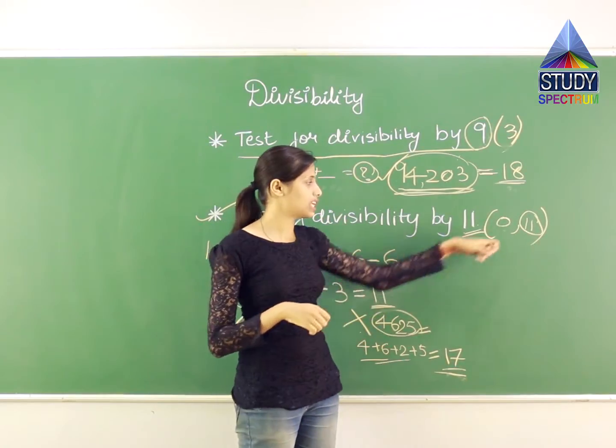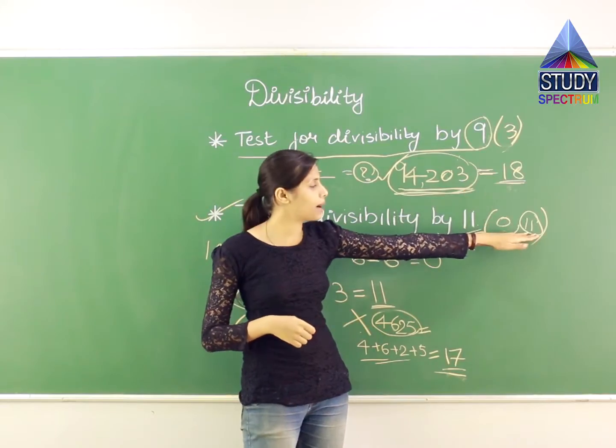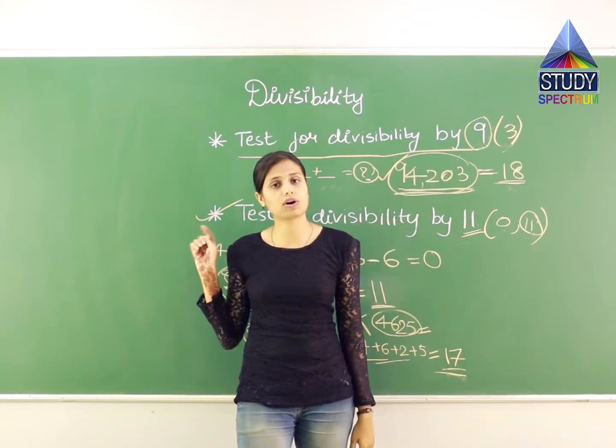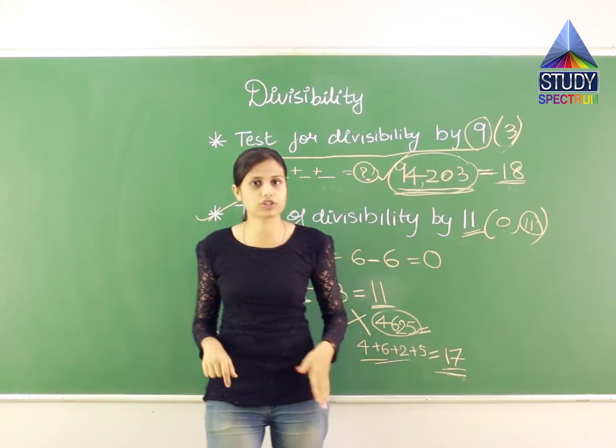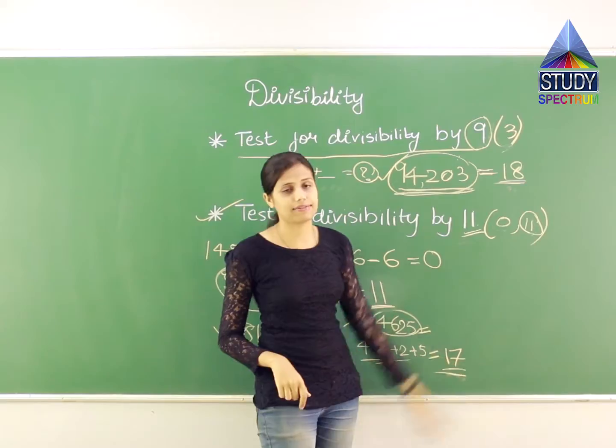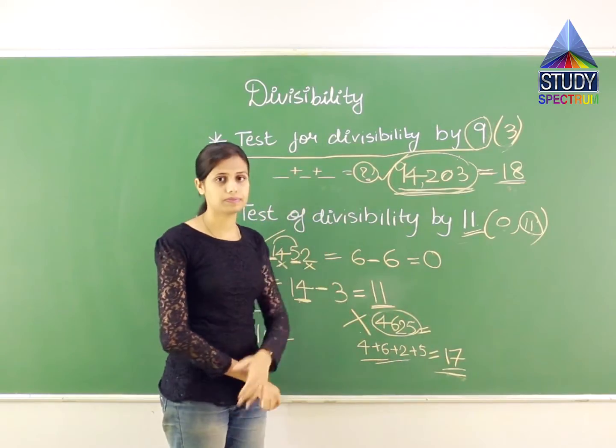If the difference was equal to 0 or was divisible by 9, then I said that the whole number, that is 5 digit, 6 digit, 7 digit, any number of digit, is divisible by 11. So are we clear?